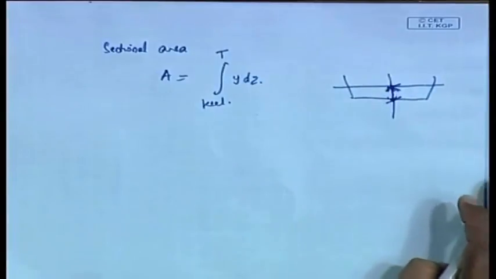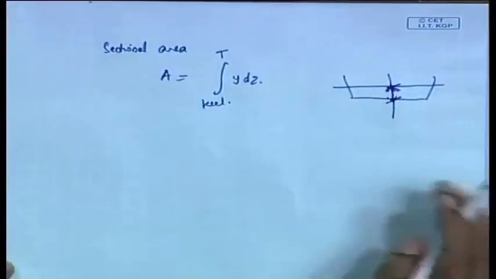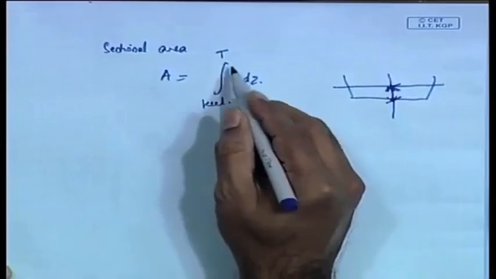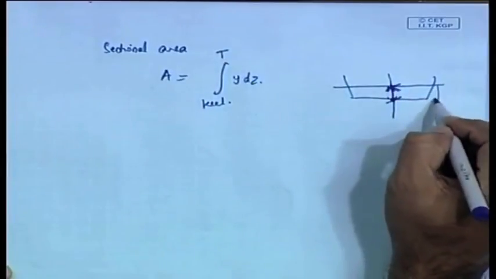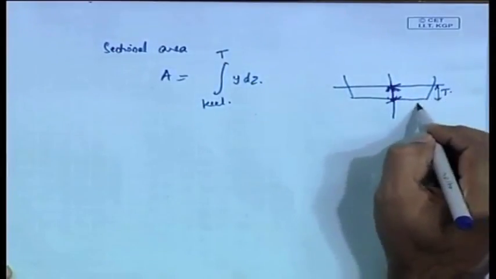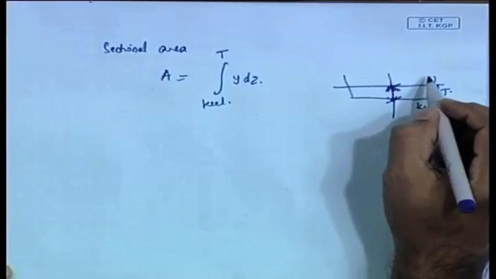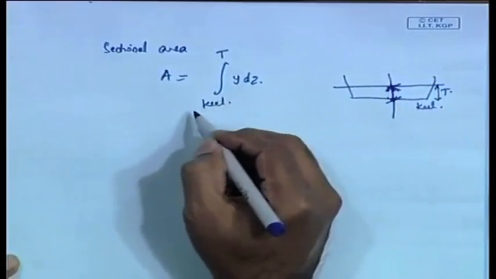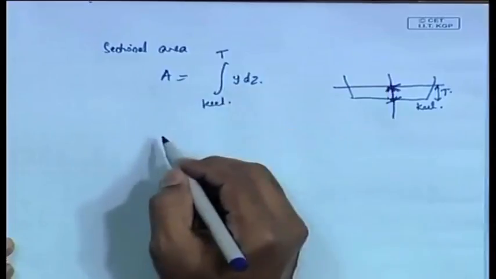So, this is the integral of y dz from keel to the particular draft. So, this is the draft T, and this, y dz from the keel to the particular draft, is known as the sectional area, is how it is defined.